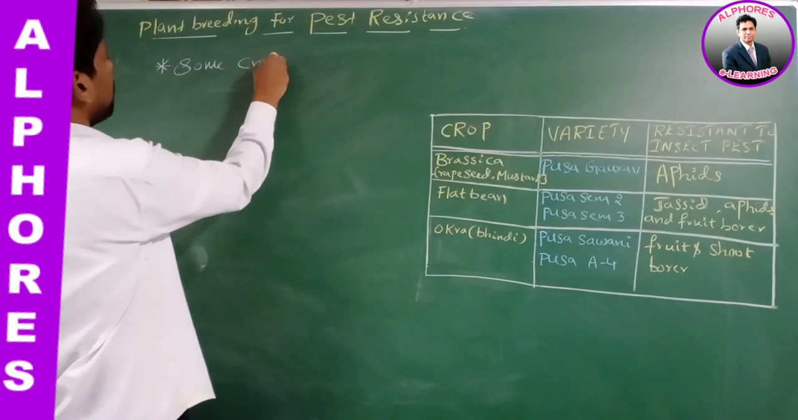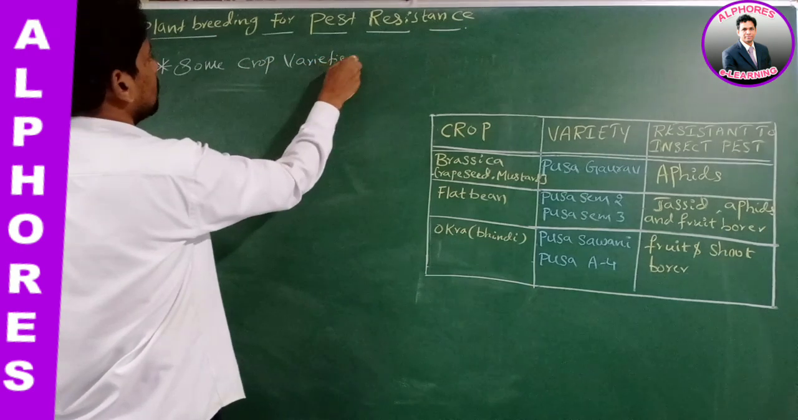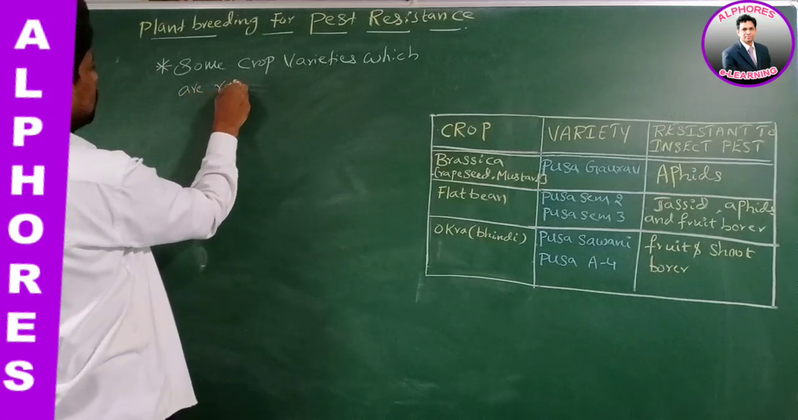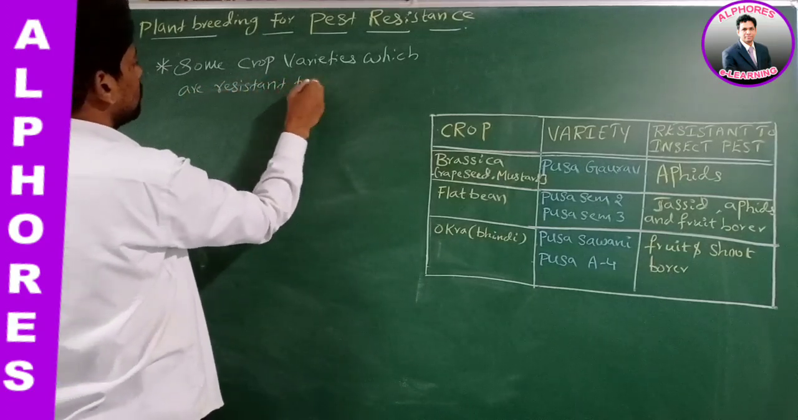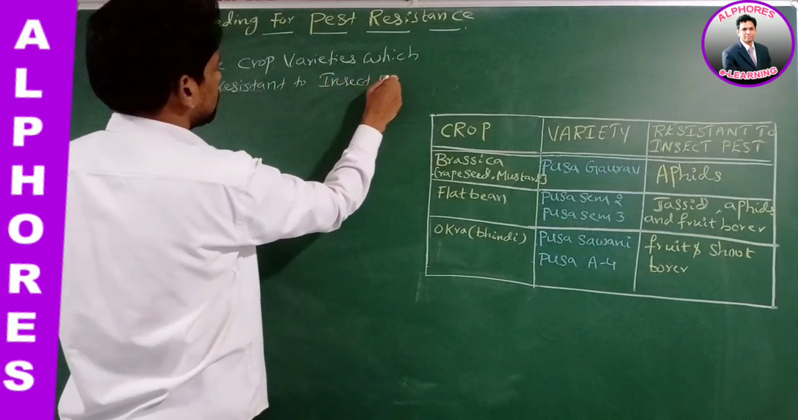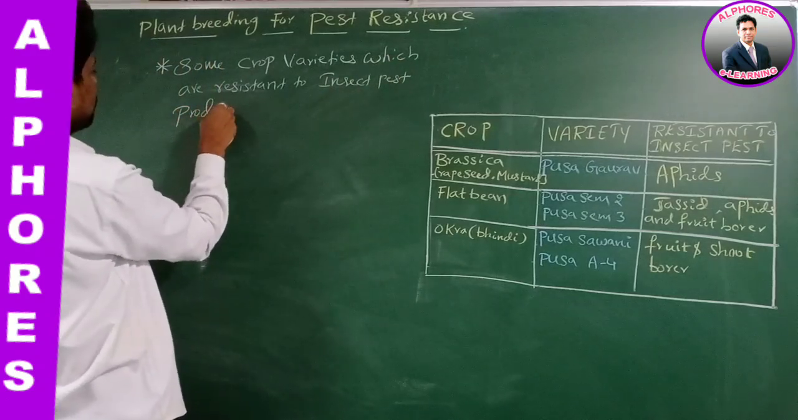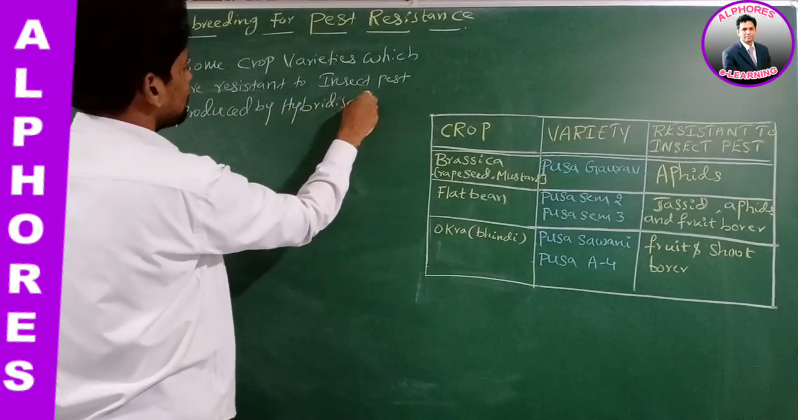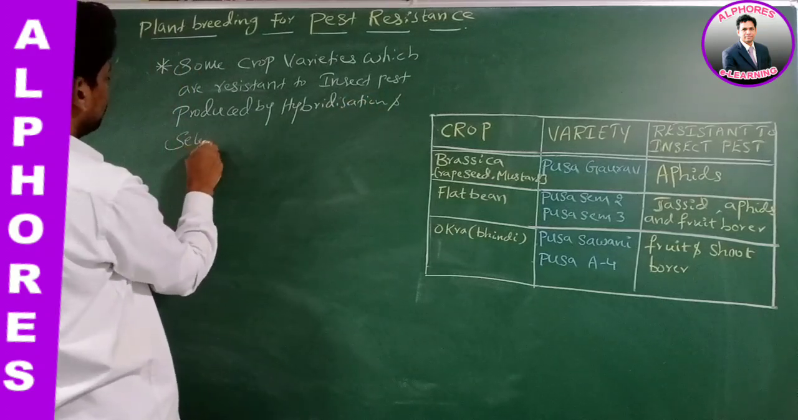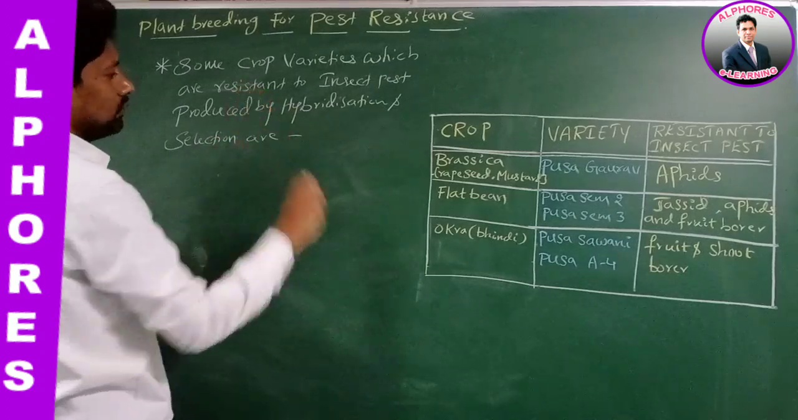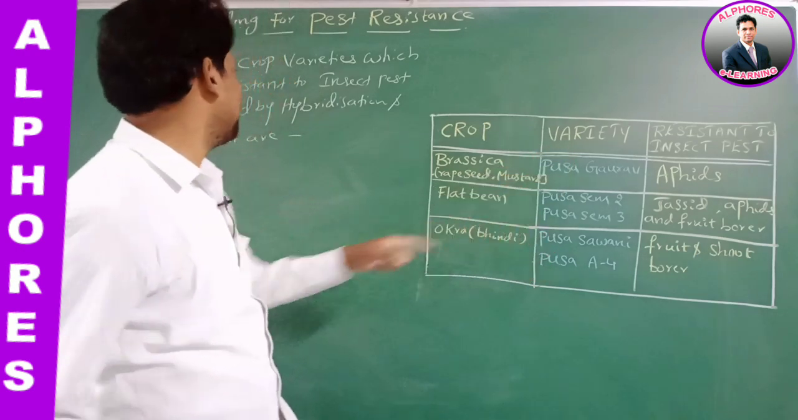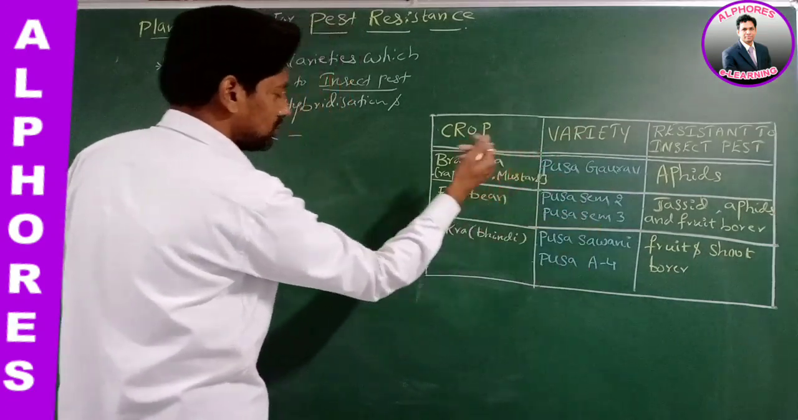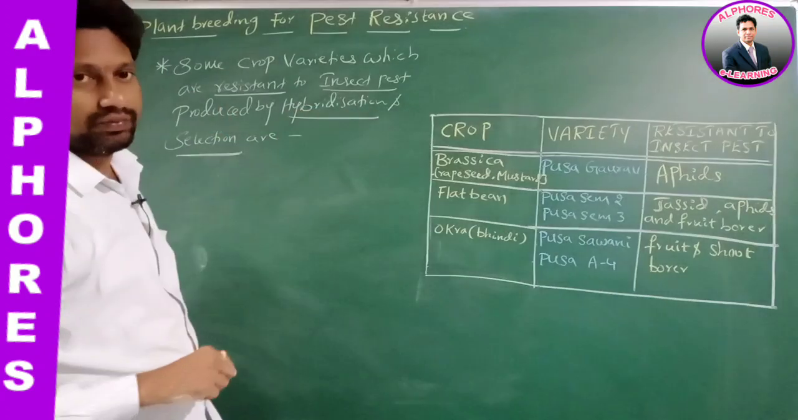Some crop varieties which are resistant to insect pest, produced by hybridization and selection. Sir, these are crop varieties. They are resistant to what, sir? Insect pest. How are these crop varieties made resistant to insect pest, sir? By the hybridization and selection process. Is this okay? Right.